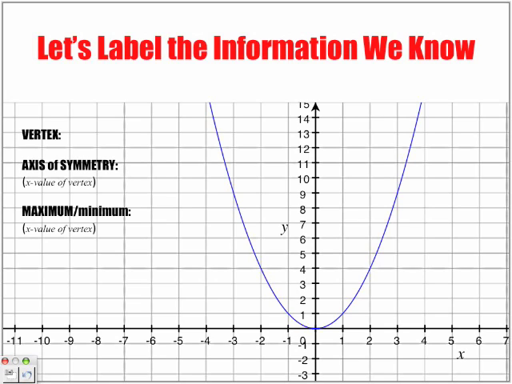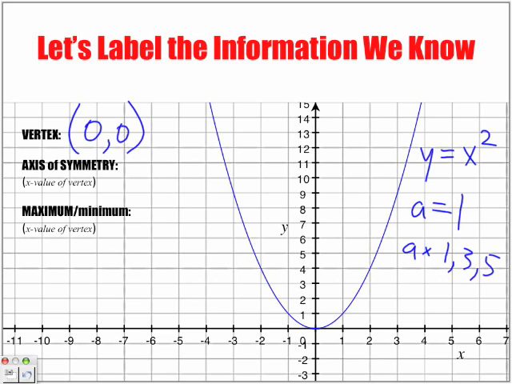So here we have the following equation, and this equation is our original, y is equal to x squared. Our a value is 1, because the a value gets multiplied by 1, 3, 5. So remember, where do we start? We start from the vertex. What is the vertex? The vertex is 0, 0. So from 0, we move over to the right 1, up 1, and we get our next point.